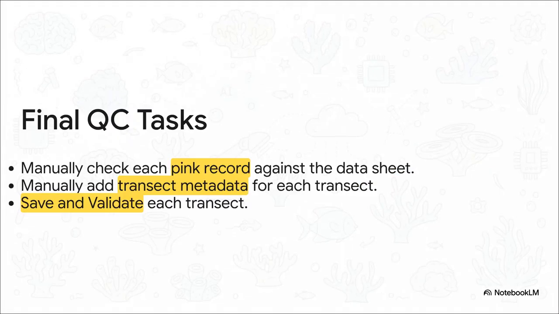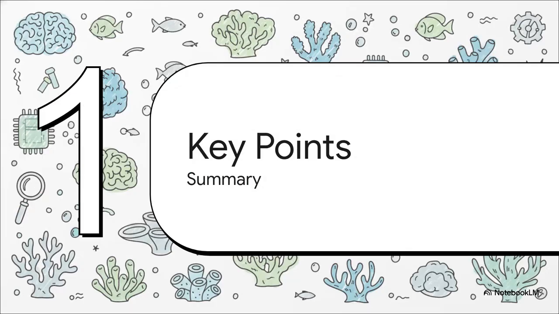So that brings us to your final QC checklist. There are just 3 things you need to do. Number 1, go through every single one of those pink rows and check it against your paper sheet. If you see a mistake, just fix it. Number 2, you have to manually add the transect metadata for each transect, things like depth and time. The AI can't read that part. And finally, number 3, save and validate each transect, just like you always do. And that's it. And that's the whole process from start to finish.